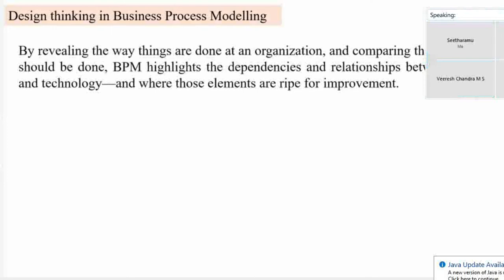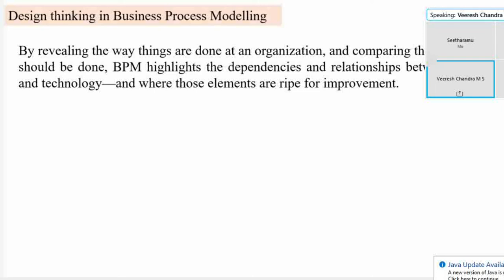So by revealing the way things are done at an organization and comparing that with the way things should be done, BPM highlights dependencies and relationships between people, process, and technology. So what exactly does this BPM do? It is bringing the whole process to pieces, correct? So it is revealing how things have to be done in the organization, at every level, and it is comparing that with how things should be done, what is happening and what should happen. And it highlights the dependencies also.